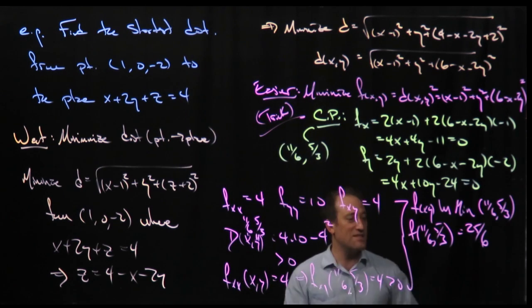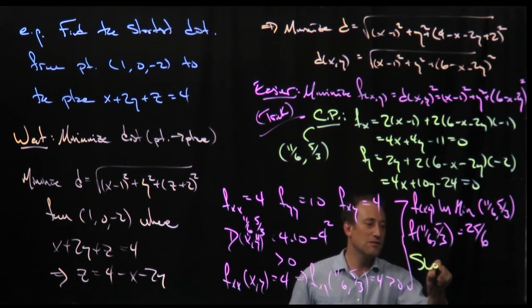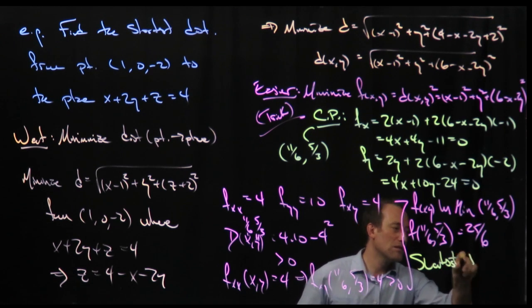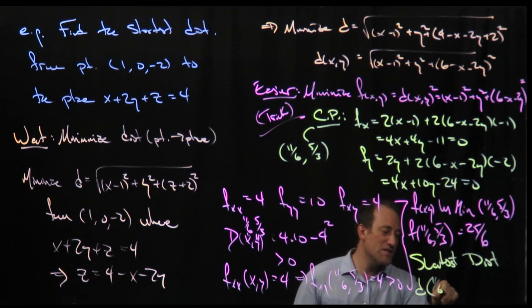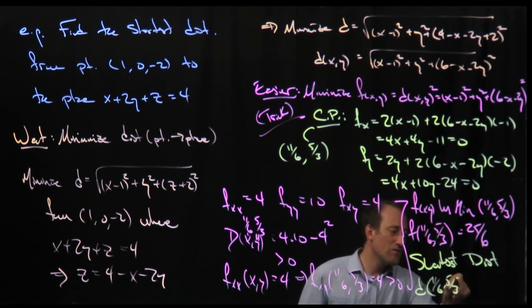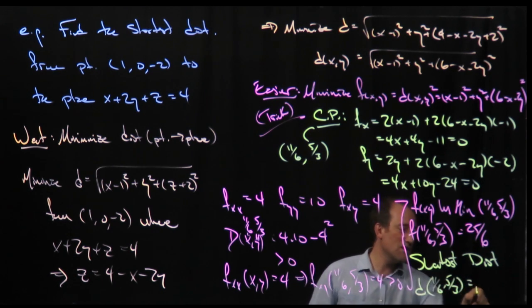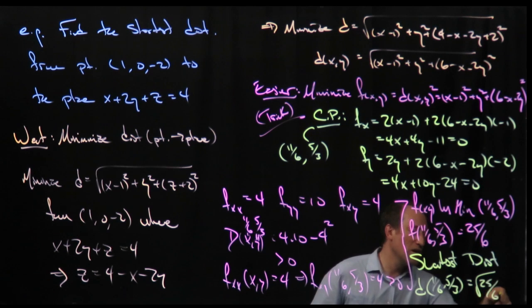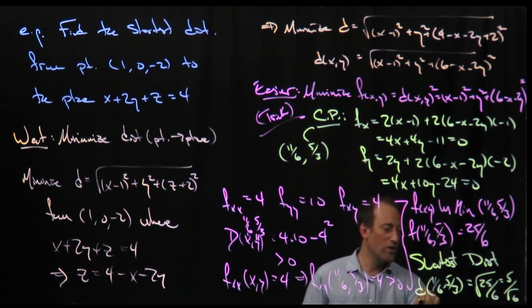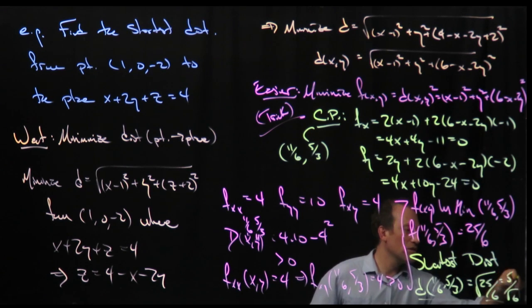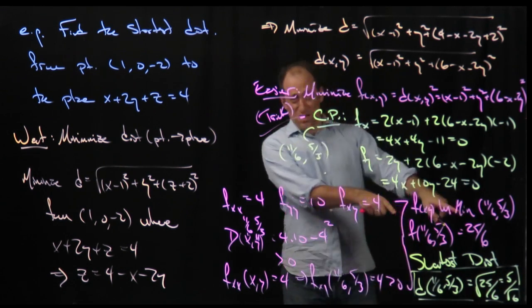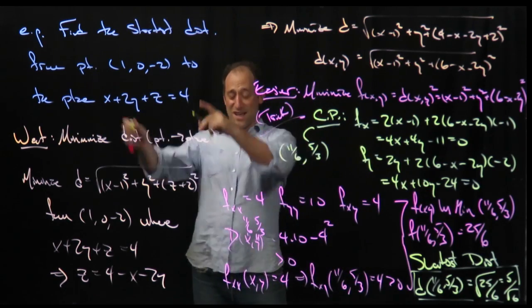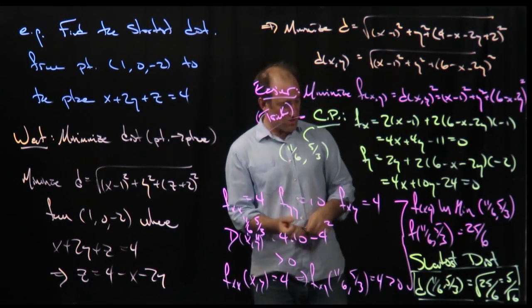So the shortest distance is d of 11/6, 5/3, or the square root of 25/6, or I don't know, 5/√6. This is true, it's just not the answer to the question.